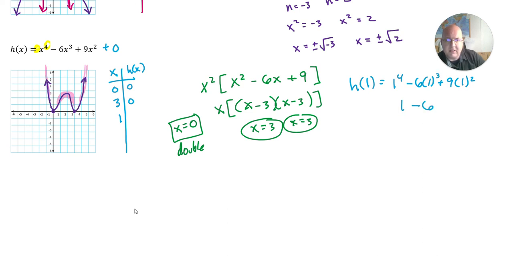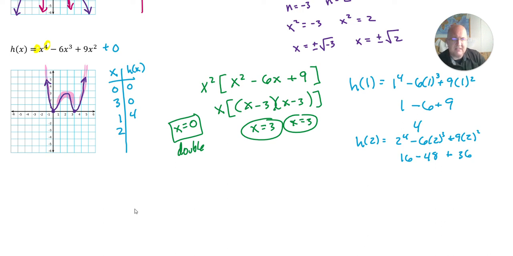plus 9, and so that is 4. So 1, 4. I can plot that point. We'll do that in a minute. Let's do 2. So we'll try h of 2, and we'll get 2 to the 4th power minus 6 times 2 cubed plus 9 times 2 squared. Okay, so that's 2 times 2 is 4, 4 times 4 is 16, so 16, and 6 times 8 is 48, so that's 16 minus 48, and then plus 9 times 4 is 36, so that's 52 minus 48 is 4.